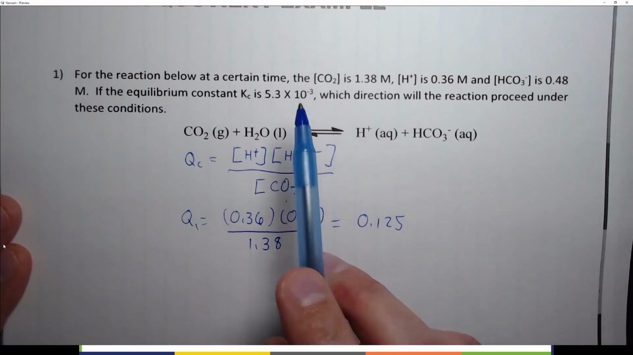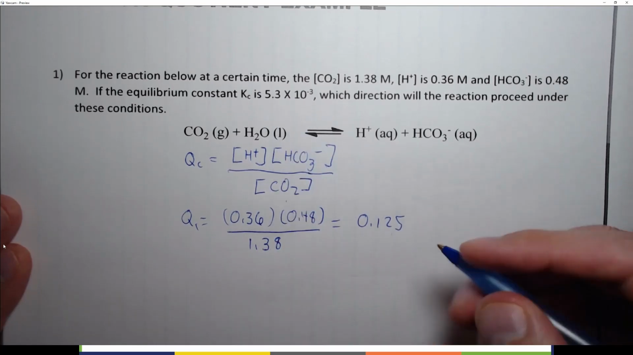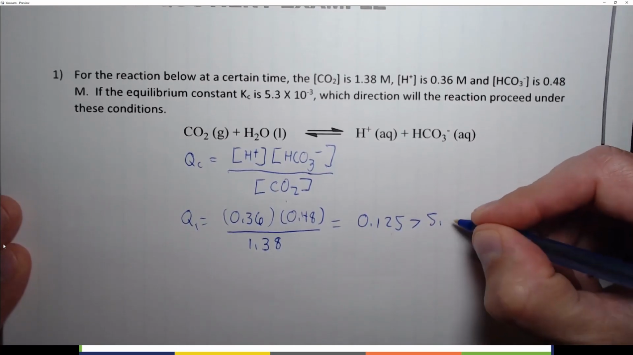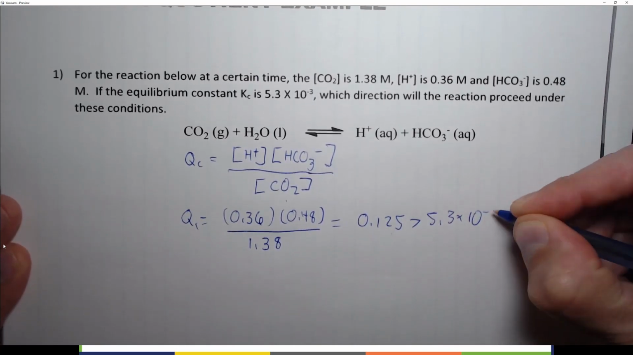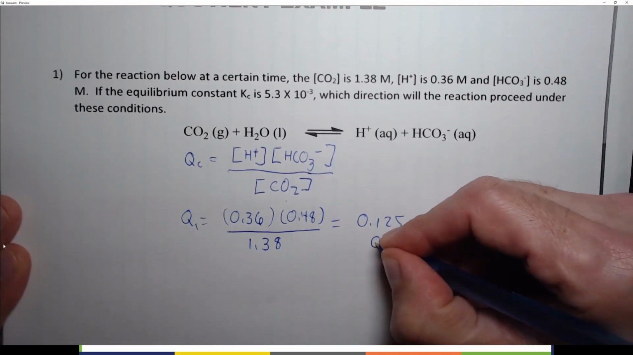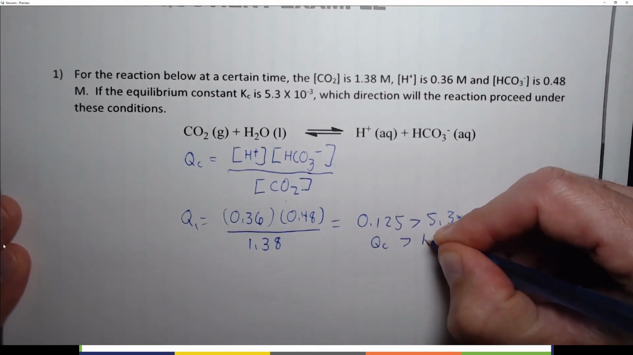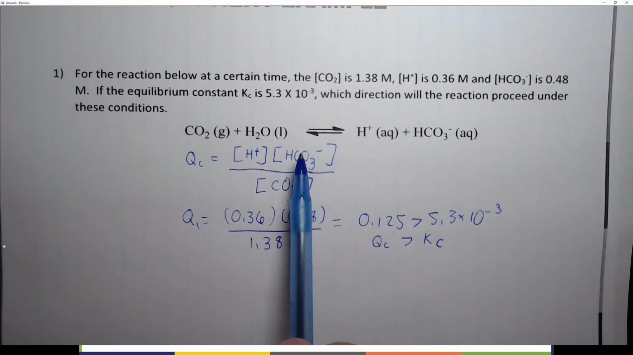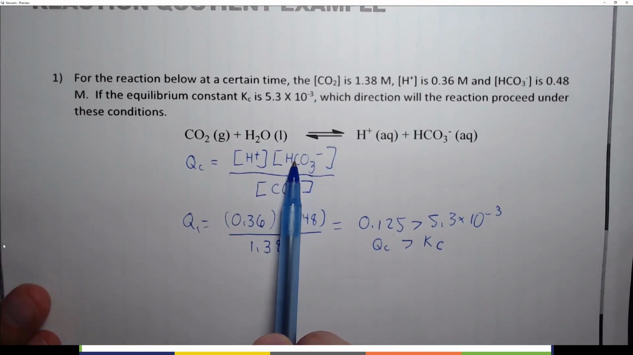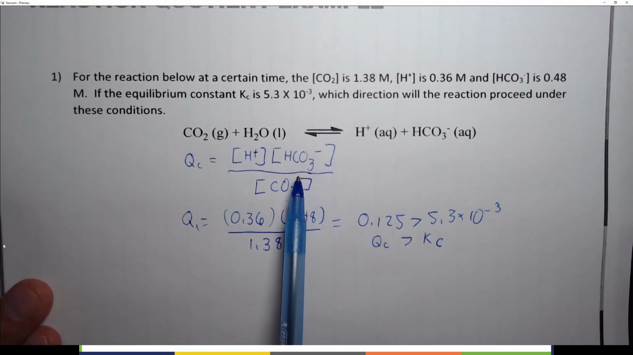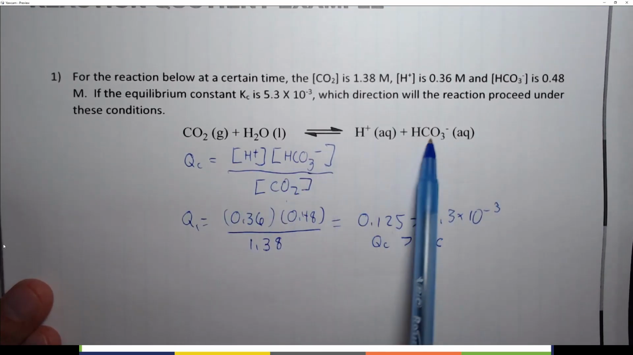Well, this number, even though it's a small number, it's still bigger than this number. So it is greater than 5.3 times 10 to the minus 3. Said another way, Q is greater than K. So if Q is greater than K, it means that we have too many products for the reaction to be at equilibrium, right? Because products are on the top, it means there's extra products.